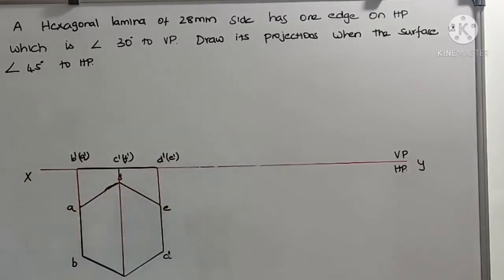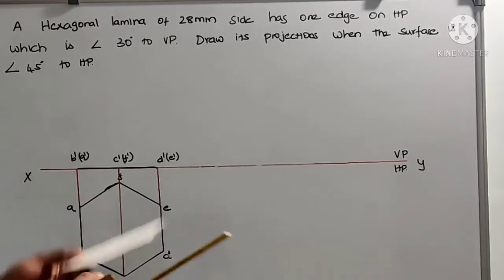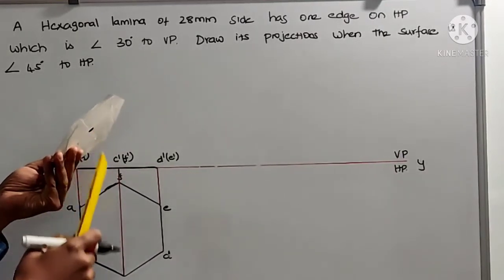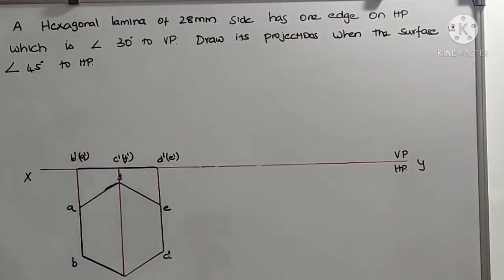Okay. As I told you before, in this change of position method, first you need to apply the surface inclination, then you need to apply the edge inclination. My next question is, the surface inclination will be visible in which view? If you could recall, the surface inclination is what I applied like this. So the surface inclination will be visible in the front view.